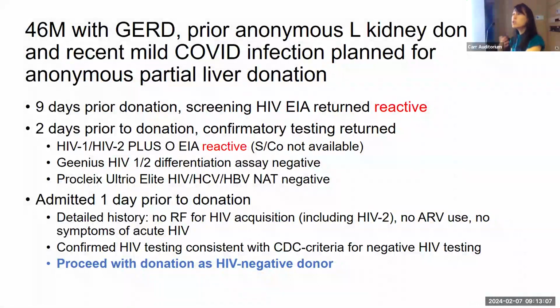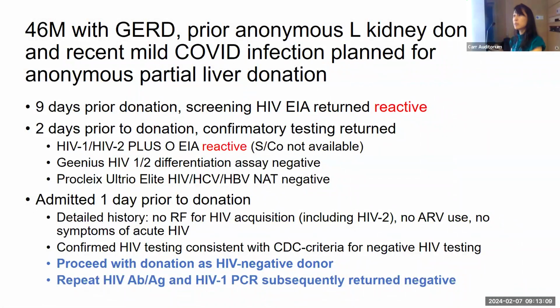Of course, we did arrange additional testing, but even talking to the lab, none of this testing would be able to return prior to the donor going to the OR. So the donor goes to the OR, has an uncomplicated partial liver resection, and then here at UCSF, the antibody antigen test and the HIV-1 PCR subsequently returned negative. I was very, very nervous about that. Yeah, so that's the case.